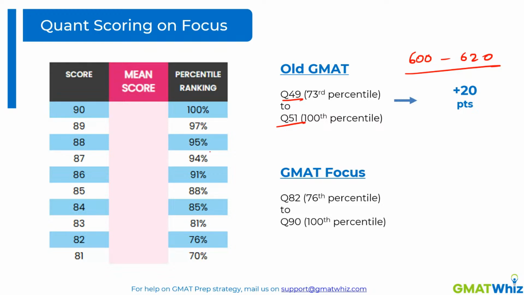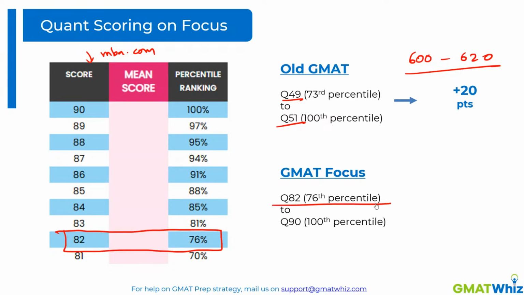But now with the GMAT Focus, if you notice, this is a table from MBA.com. It shows the percentile mapping of quant. You can see, guys, quant 82 is the 76th percentile score. Now, if you improve from a quant 82 to a quant 90, which is the 100th percentile, earlier there were just 2 points of improvement scope. Now there are 8 points, basically.